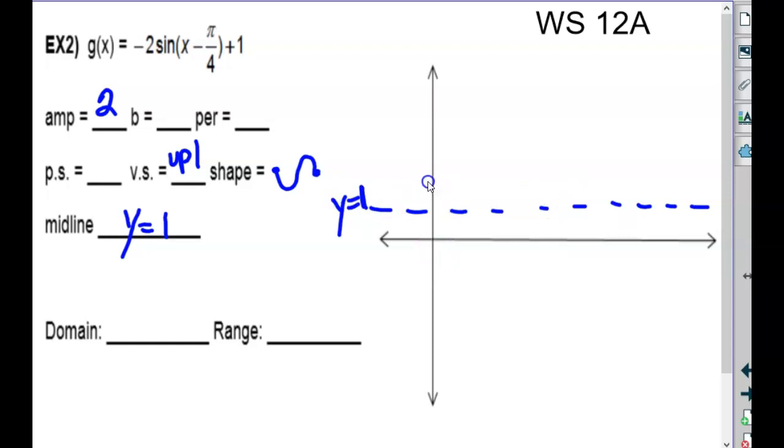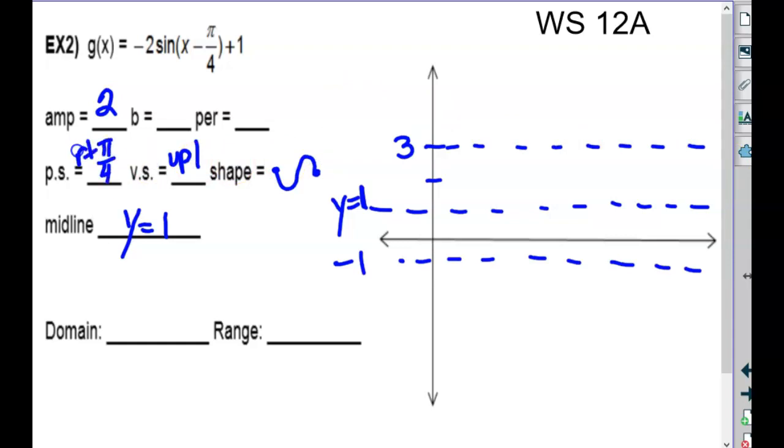Okay, and 2 above that would be 3. And 2 below that would be -1. Everybody okay? Okay. Isabella, can you tell me something? The phase shift is to the right pi over 4. Aislinn, can you tell me something?